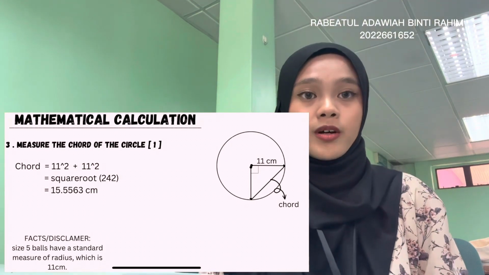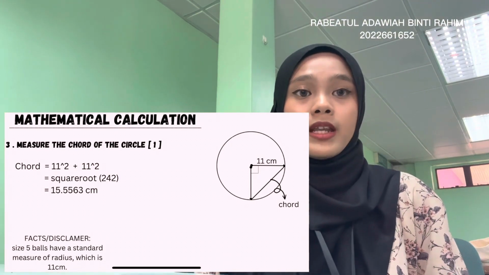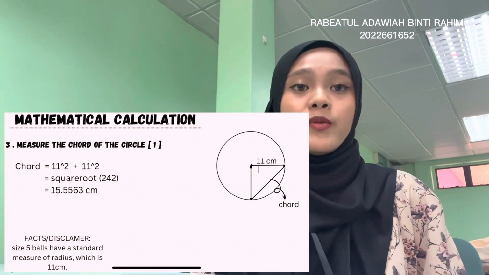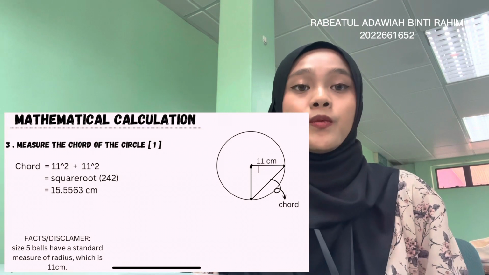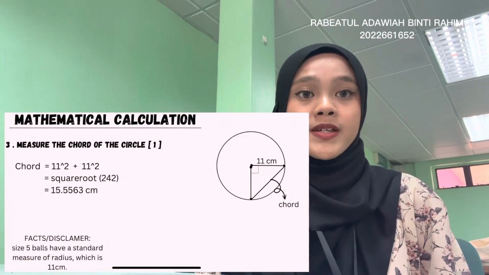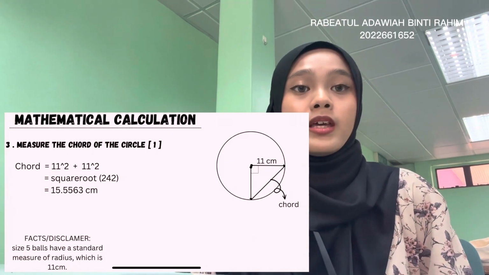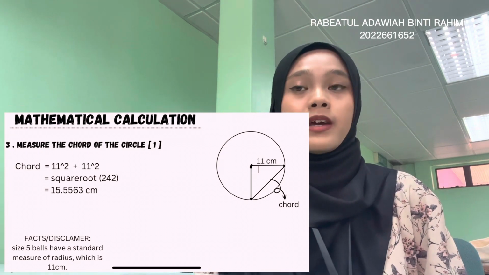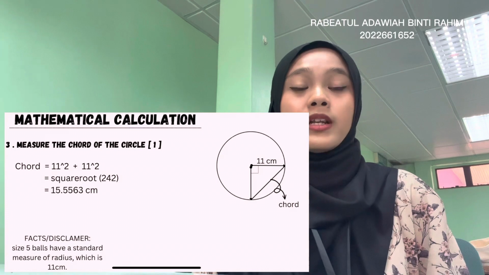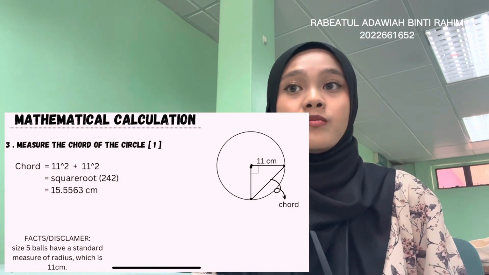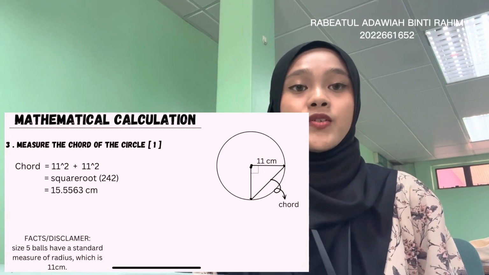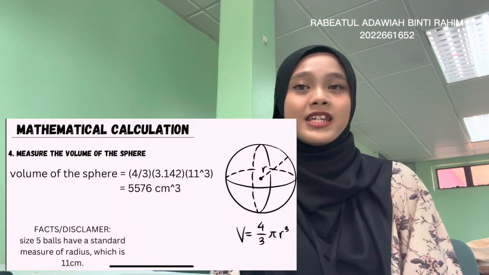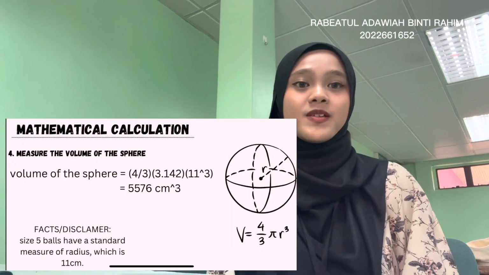After we create the chord, now we can calculate the length of the chord in the circle. To calculate the chord, we use the Pythagoras theorem formula. In this slide, the chord is the hypotenuse. Therefore, we got the chord length of 15.5563 centimeters.